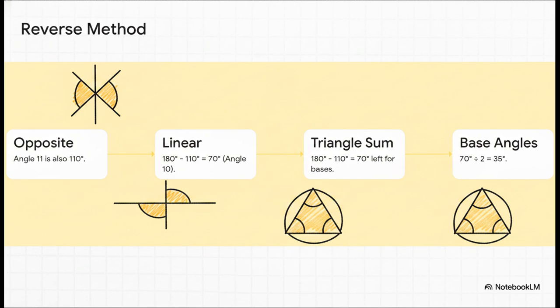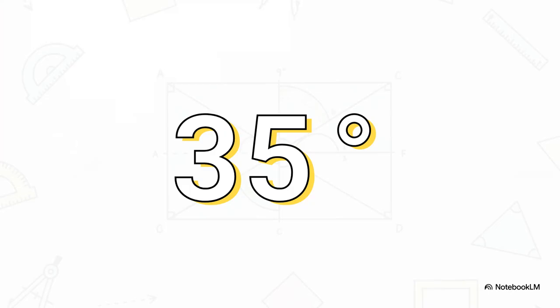Applying the reverse method, we just use those exact same trusted rules. Vertically opposite means the bottom angle 11 is also 110 degrees. The linear pair rule tells us the adjacent angle 10 is 70 degrees. Now looking at that bottom triangle, if the top is 110, we have 70 degrees left. Because those bisecting diagonals give us an isosceles triangle, we just split that remaining 70 degrees perfectly in half. Which leaves us with exactly 35 degrees.